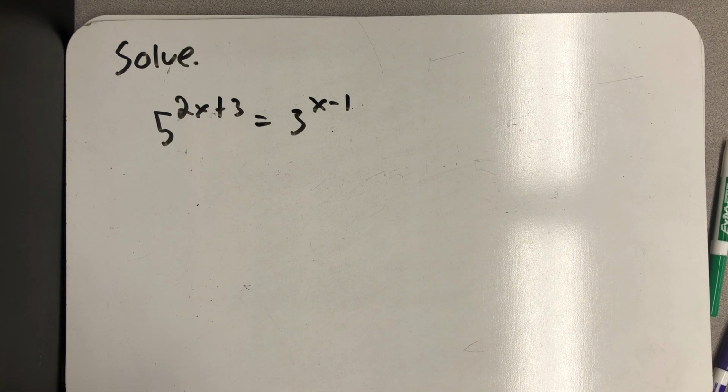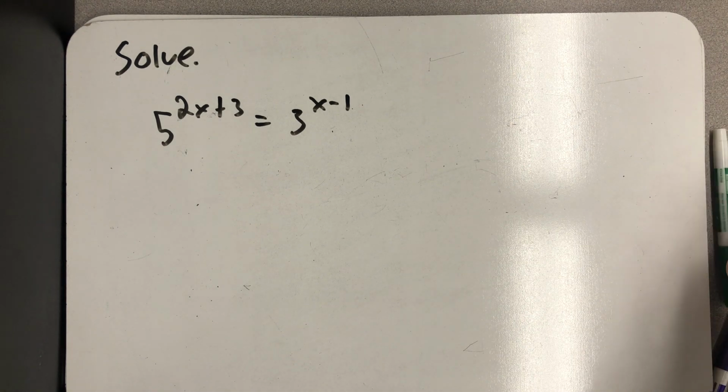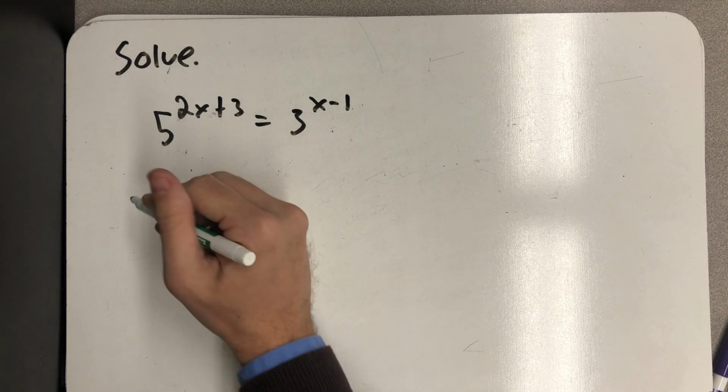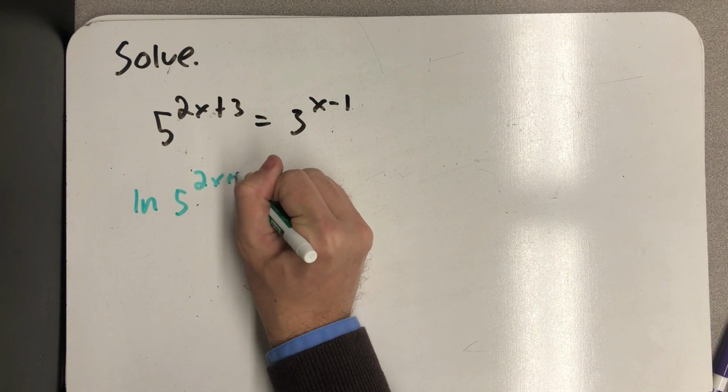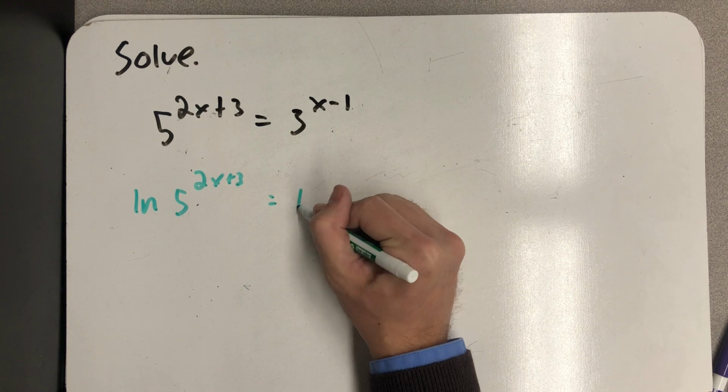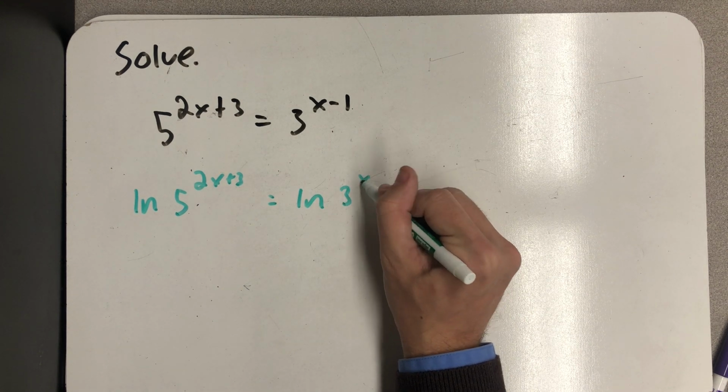Let's solve the exponential equation. 5 raised to the 2x plus 3 is equal to 3 raised to the x minus 1. In this problem, we're going to need to take a natural log of both sides. This is going to allow us to bring the exponents out front.